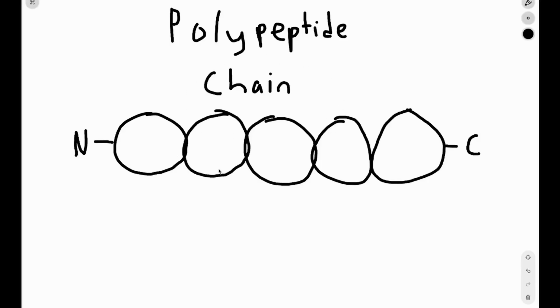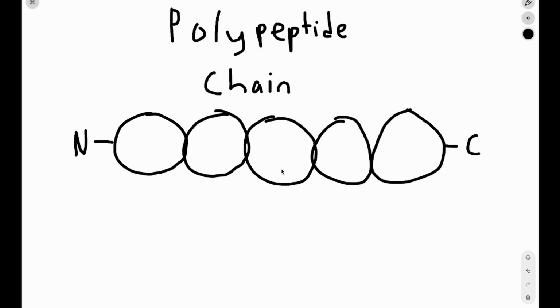This is a polypeptide chain. It is formed of multiple amino acids bound together to form a protein. A polypeptide chain will have an N-terminus at the beginning and a C-terminus at the end. These chains fold together in very complex ways to form functioning proteins.